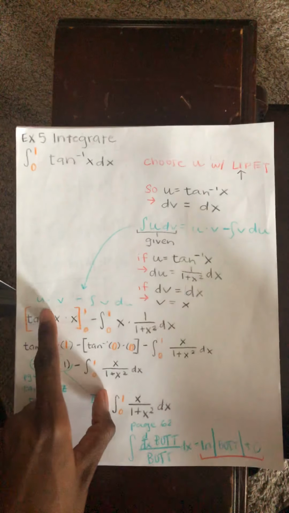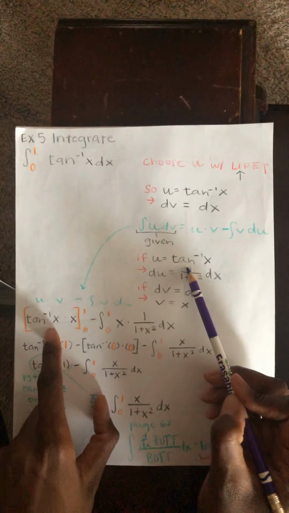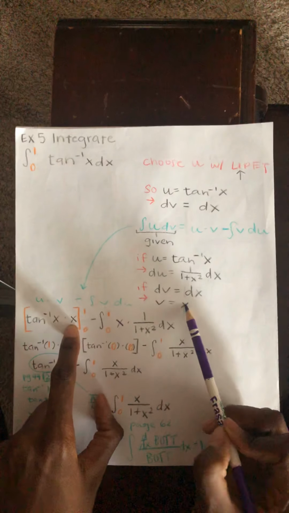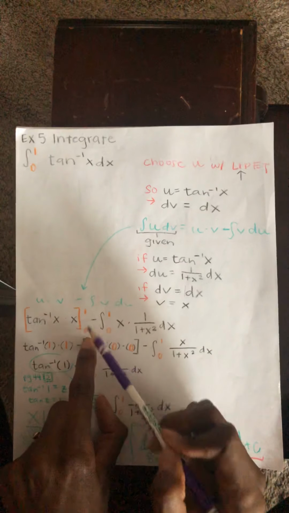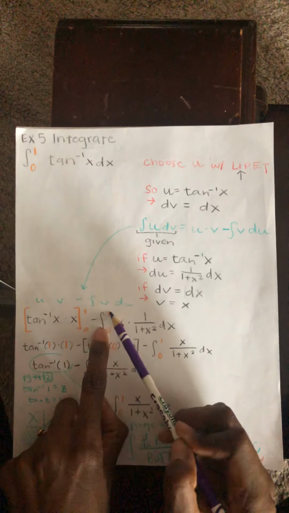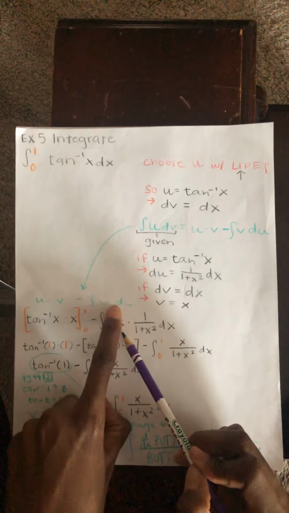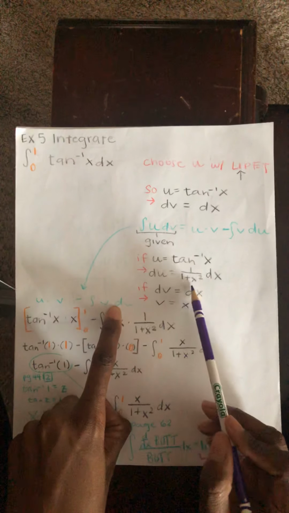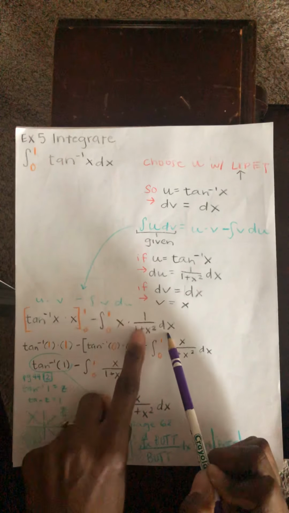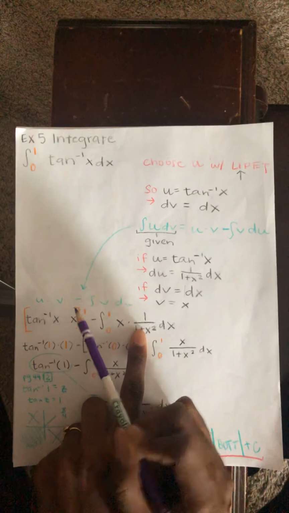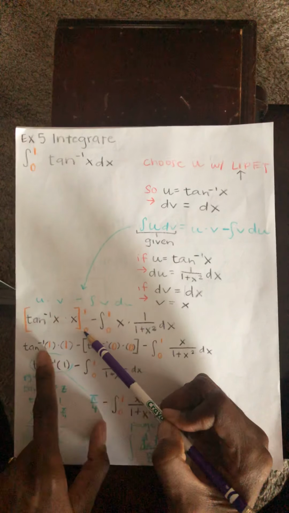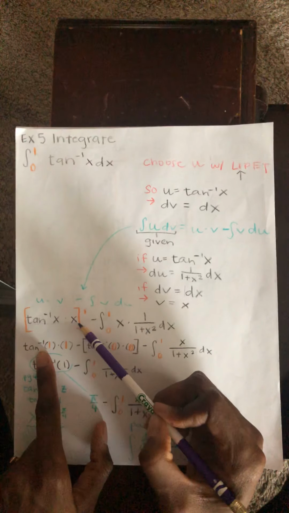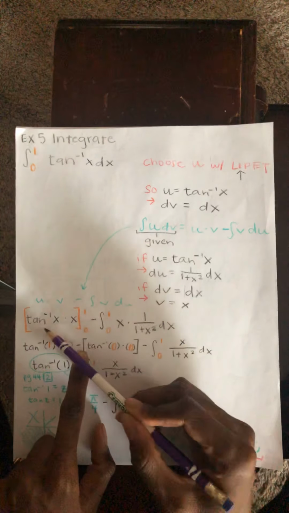So we have u, which is tangent inverse, times v, which is x. And because we're evaluating it from 0 to 1, we also have to do it here from 0 to 1, minus the integral from 0 to 1. v is still x, and dv we found to be 1 over 1 plus x squared dx, okay? Cool. So again, whenever you're evaluating, we start from the top and you subtract it from the bottom. So I went ahead and did that. We take this, plug in ones, and then we subtract and plug in zeros.